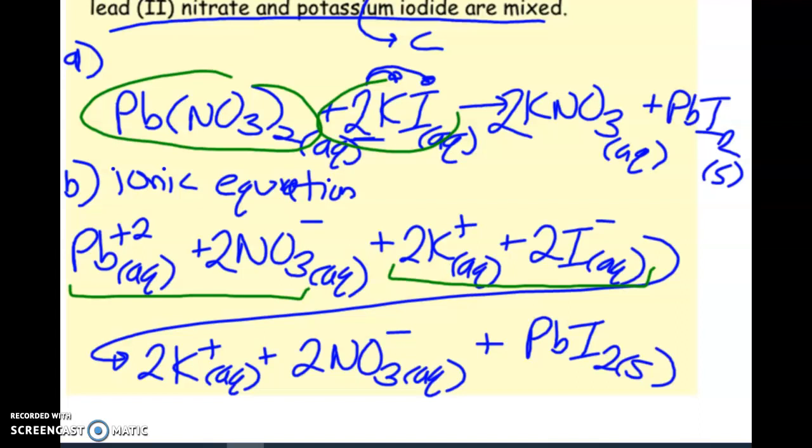Okay, everyone, so we're going to look at writing the ionic equation now. So, the net ionic equation. So the ionic equation, remember, is where we take everything that is aqueous and we separate it into its respective ions, right? So we have our lead 2 nitrate, potassium iodide, and potassium nitrate.